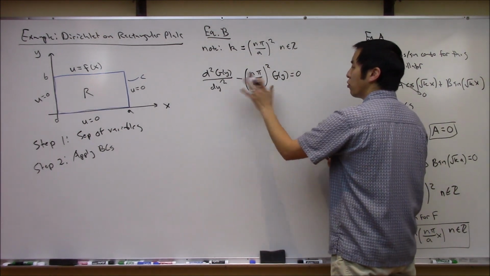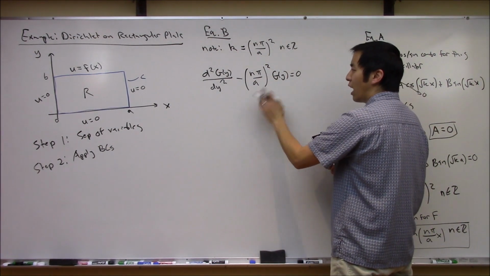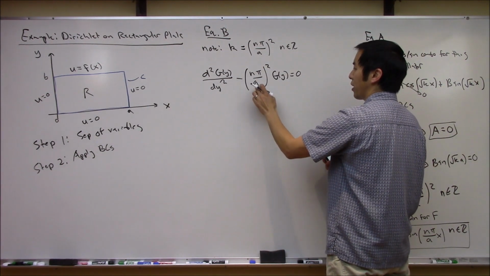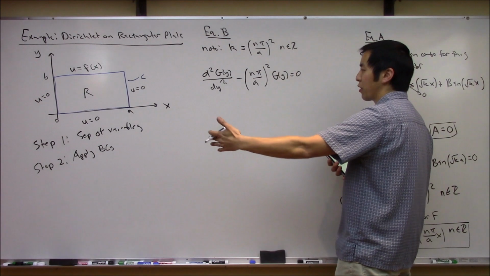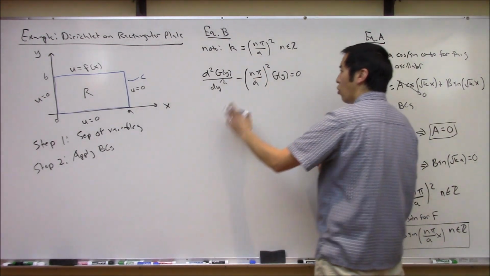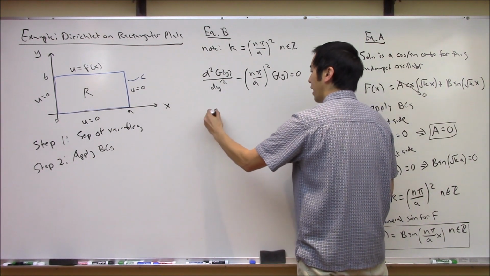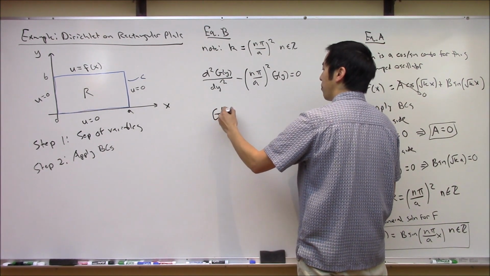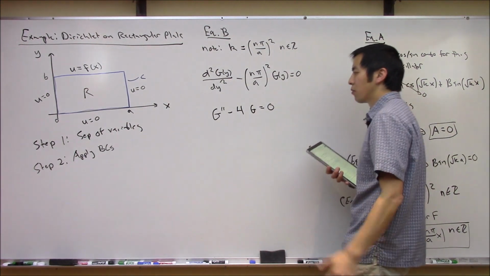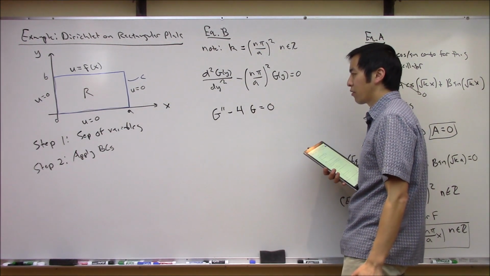Let's look at this again. This is not an undamped oscillator, because this whole thing is just some number. A is like the width of the plate, so this is positive, n is positive, pi is positive. So this whole thing looks a little bit like g prime prime minus, I don't know, 4g is equal to 0.